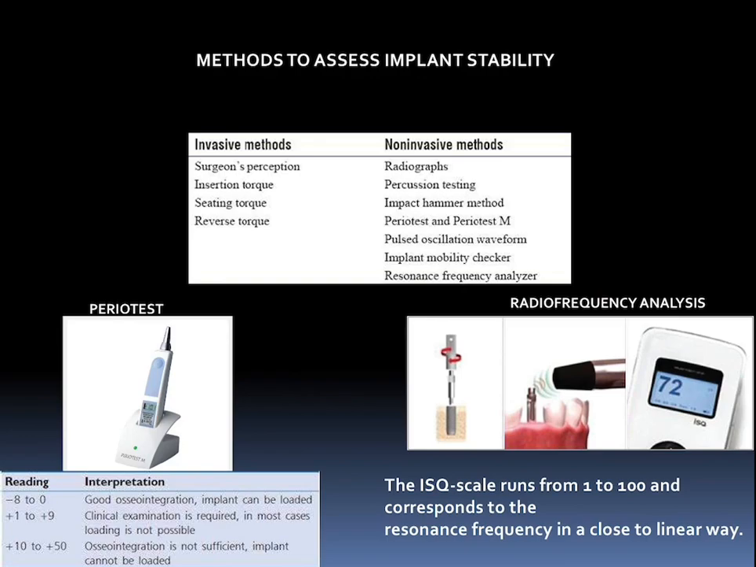When I talk about the radio frequency analysis, the ISQ scale, that is the implant stability quotient scale, in the radio frequency analysis ranges from 1 to 100, and it corresponds to the resonance frequency in a close to linear way.